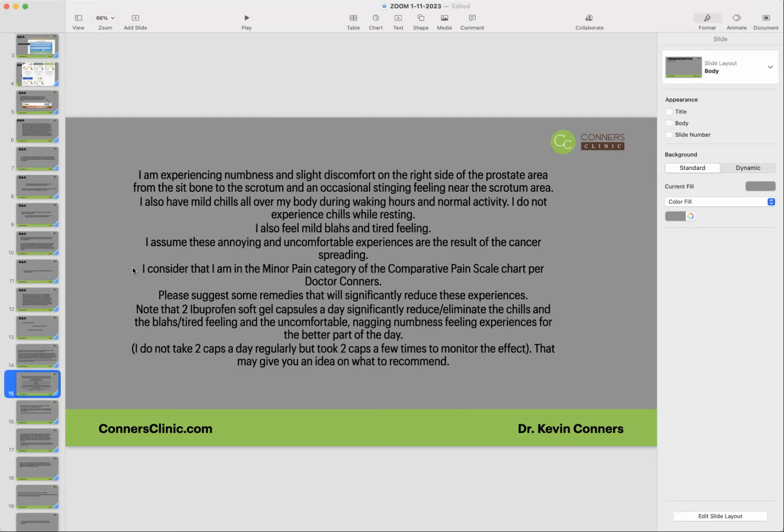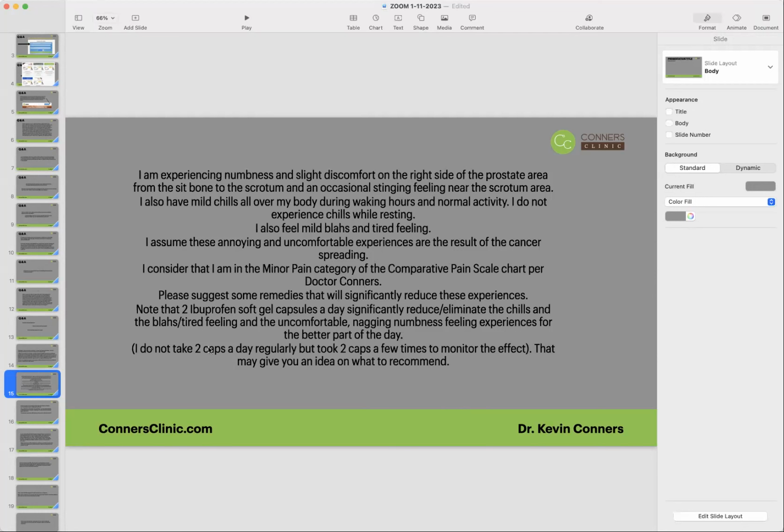I consider that I'm in the minor pain category on the comparative pain scale chart per Dr. Connors. Please suggest some remedies that will significantly reduce these experiences. Note that 2 ibuprofen soft gel capsules a day significantly eliminate the chills and blah feeling and the uncomfortable nagging numbness after experiences for the better part of the day. I do not take 2 capsules a day regularly, but took 2 capsules a few times to monitor the effect.